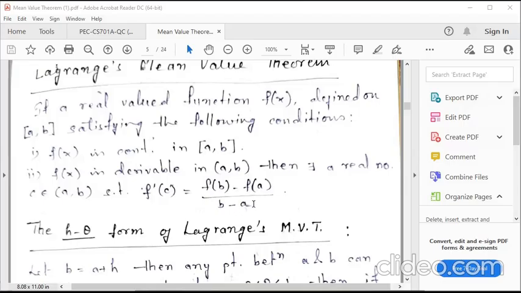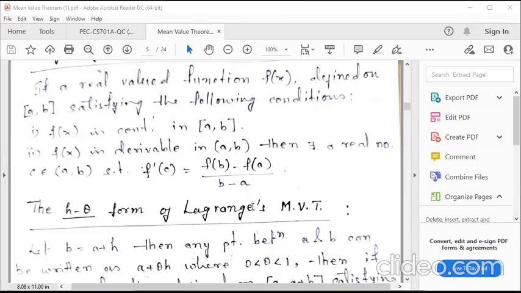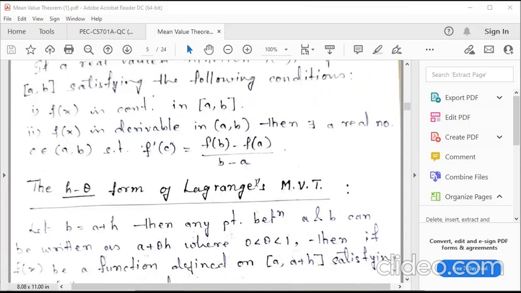Now, another form of Lagrange's mean value theorem is also there, which is known as the h theta form. Why it is the h theta form, you will come to know after going through the form. This h theta form we are going to utilize in doing the problems of LMVT, Lagrange's mean value theorem. So let us take what the h theta form is. It's just a simple substitution.